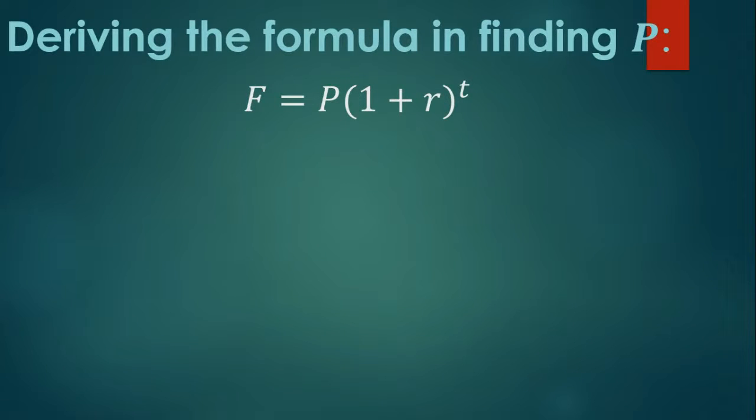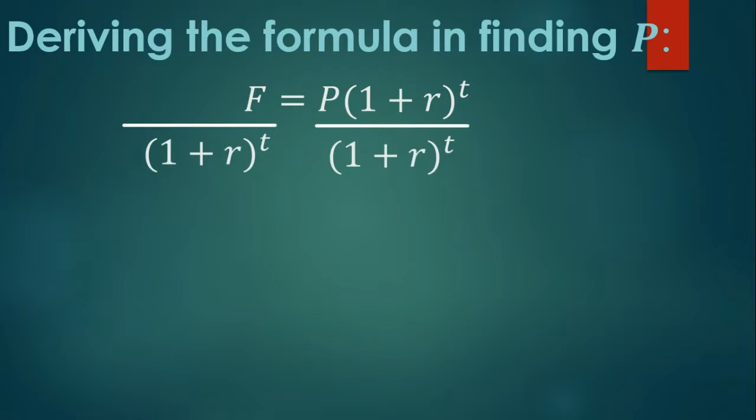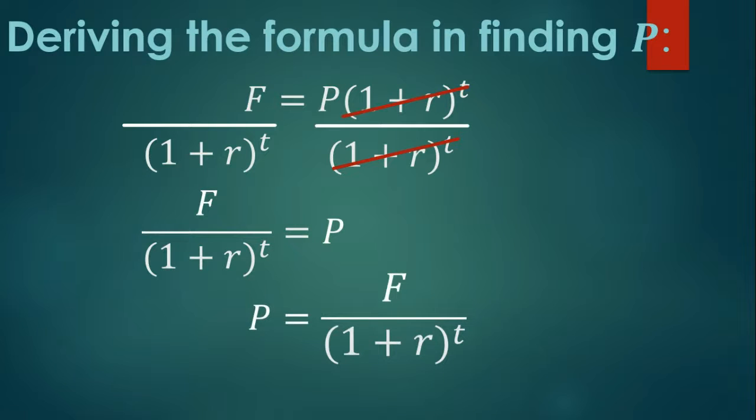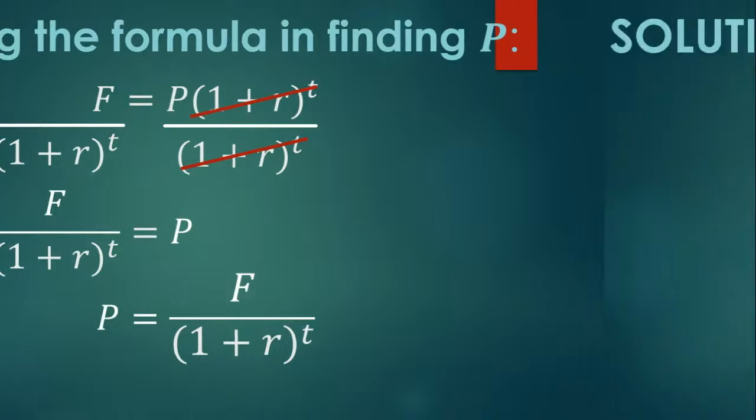So using the same formula, F is equal to P times 1 plus R raised to T, we divide both sides by 1 plus R raised to T para maalis yung 1 plus R raised to T doon sa right hand side ng ating equation. So automatic na makakancel na yan. So ang matitira ay F all over 1 plus R raised to T is equal to P. Since equal silang dalawa, we can interchange their positions. P is equal to F all over 1 plus R raised to T. So this is our formula in finding the value of the principal or the present value.